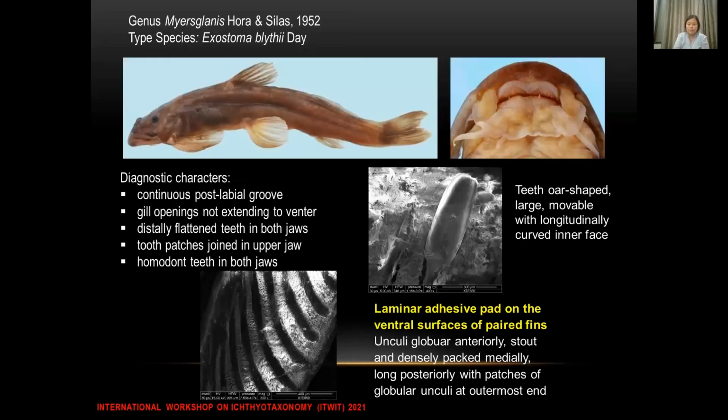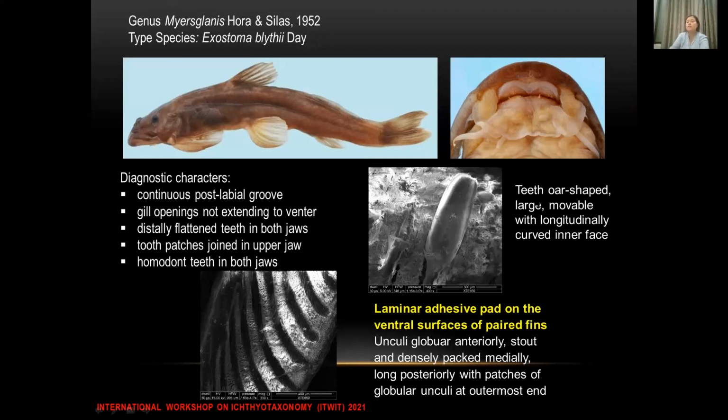Then I think Professor Vishwanath also explained about Myersglanis and Exostoma in the morning, the structures of their oromandibular structures. Here we can see this is a Myersglanis. So the postlabial fold is continuous. Then the gill openings do not extend to the venter, and they have distally flattened teeth in both jaws. Here we can see the shape of the teeth. This was taken when I was studying Myersglanis.